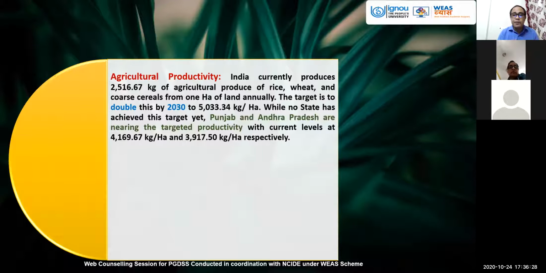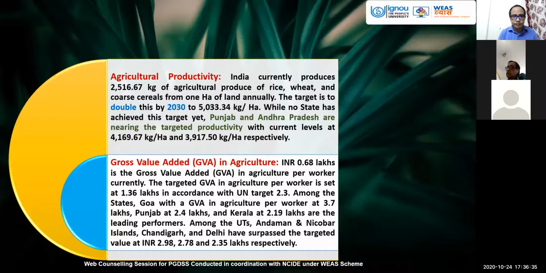In that, we need to appreciate and develop a number of policy programs for the farmers. Gross value added in agriculture is also very important. Our nation is working on this, because whatever product we have has to be efficiently used. Each and every product and byproduct has to be utilized. Currently, the gross value added in agriculture per worker is 0.68 lakh rupees. The targeted value is 1.36, in accordance with UN target 2.3.